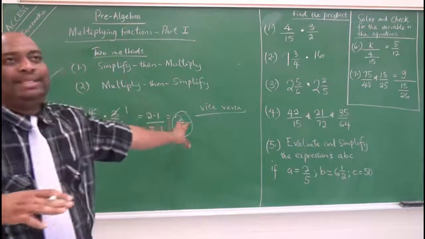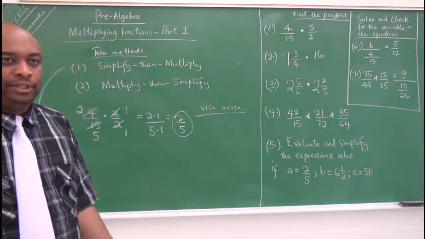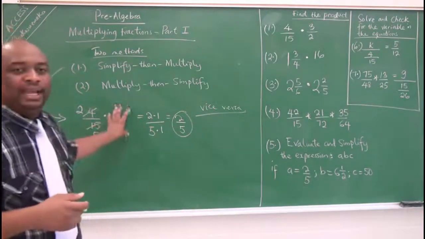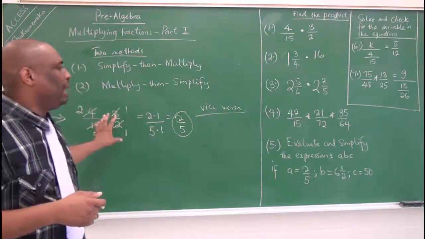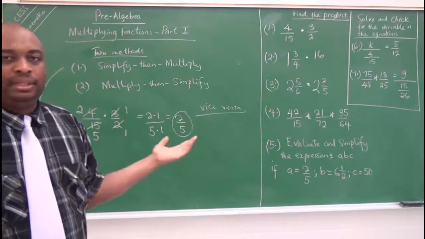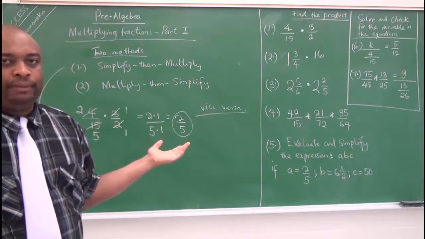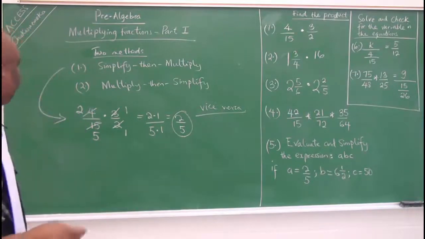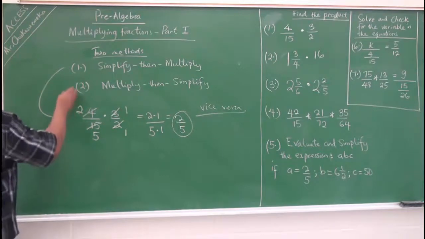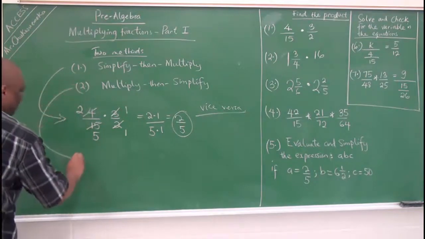I mean, you don't wait till the end before you simplify the fraction. After you finish simplifying it, when you now get the product, it becomes a simplified fraction already. So that's the good thing about it. Okay, the second method is the multiply and simplify.